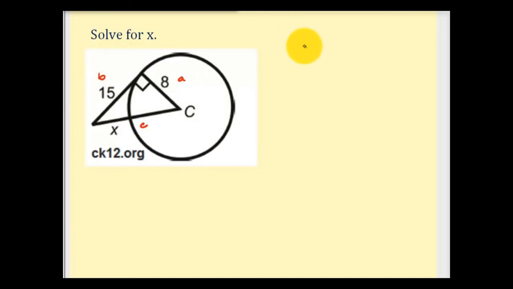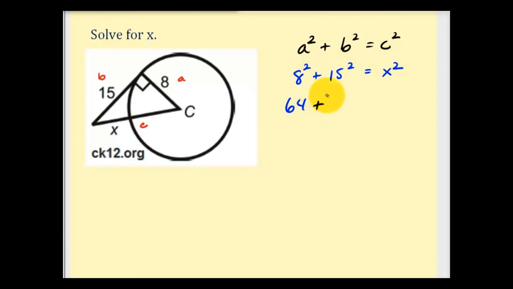So again, the Pythagorean theorem, we have a squared plus b squared equals c squared. So now we're going to have 8 squared plus 15 squared equals x squared. Well, 8 squared is equal to 64. 15 squared is equal to 225. 64 plus 225 equals 289.